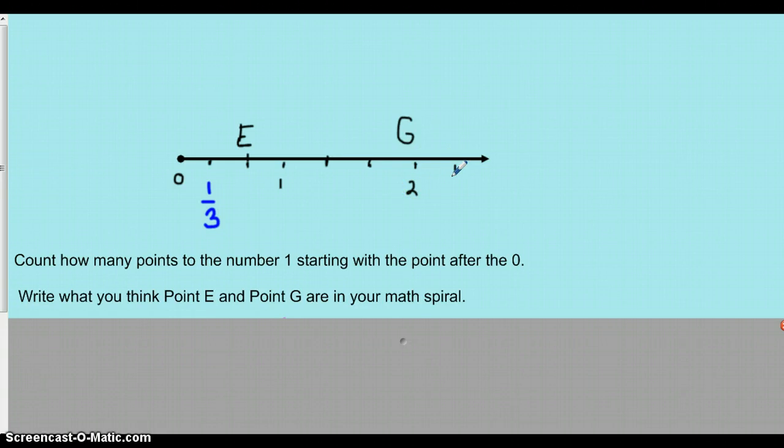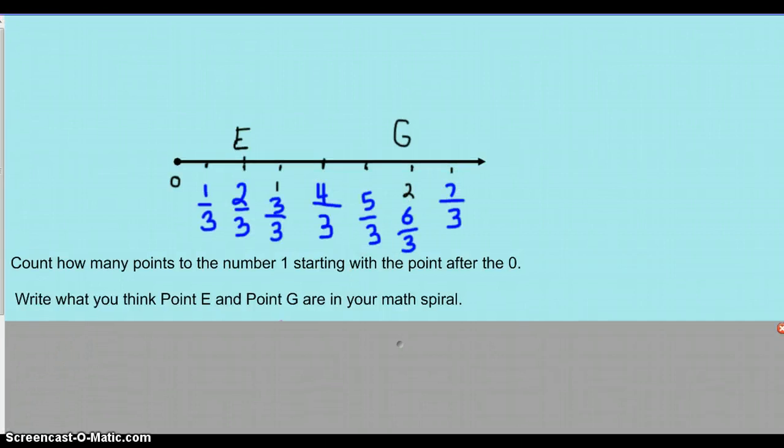I'm going to go ahead and write that down. Please write this in your math spiral. Okay, so I wrote it all down and then I marked all of it. 1/3, 2/3, 3/3, 4/3, 5/3, 6/3, 7/3. Write what you think point E is. Well, I think it's 2/3. And point G, I think it's 6/3.